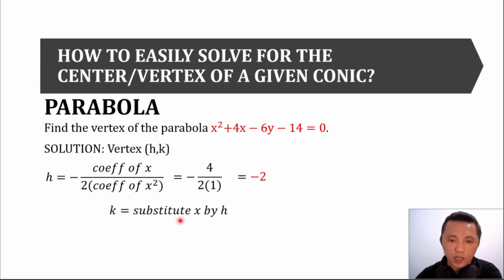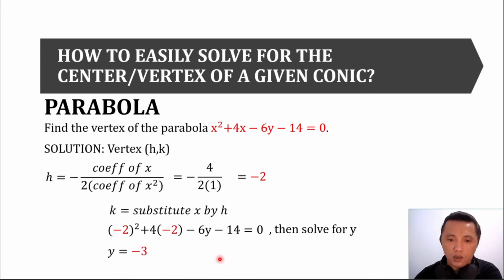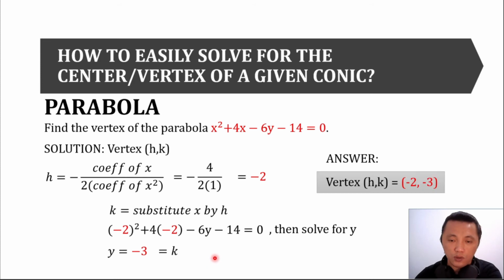For the value of k, substitute x by h in the given equation. Then y is equal to negative 3, so that is your k. So the vertex is at (negative 2, negative 3). You don't have to really simplify the equation. You just solve it using this method and you will get the vertex.